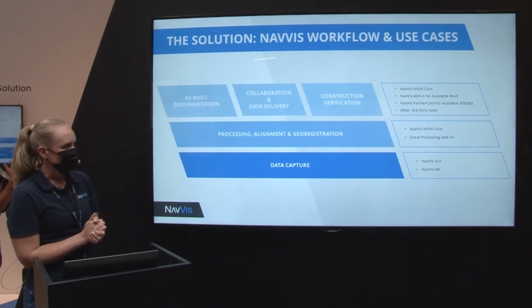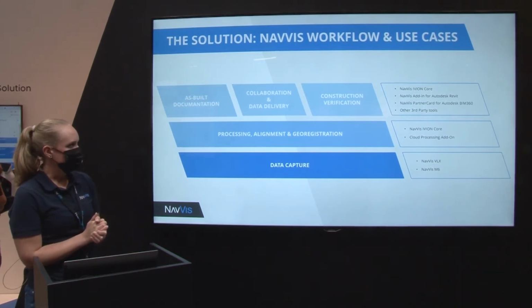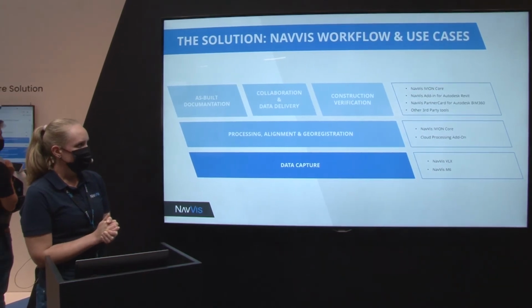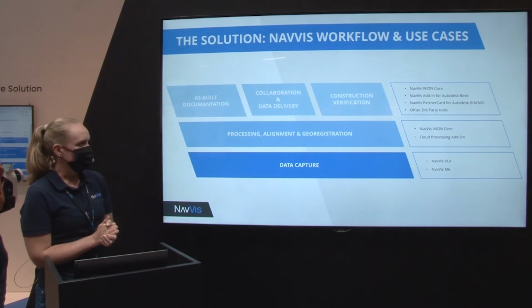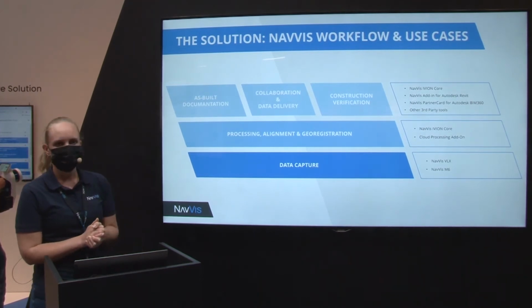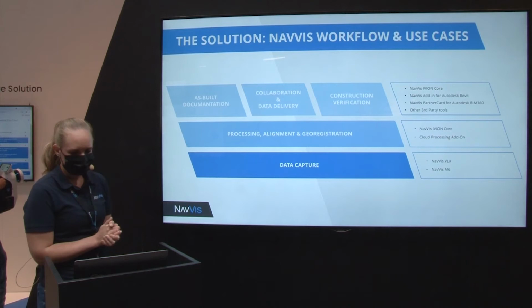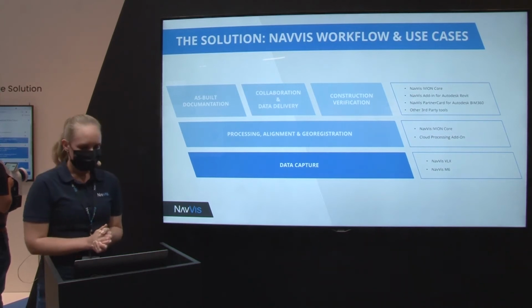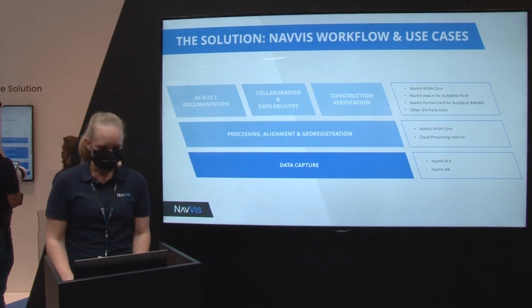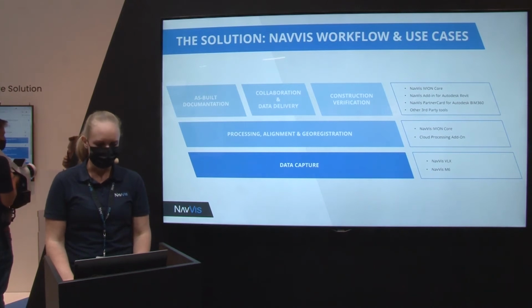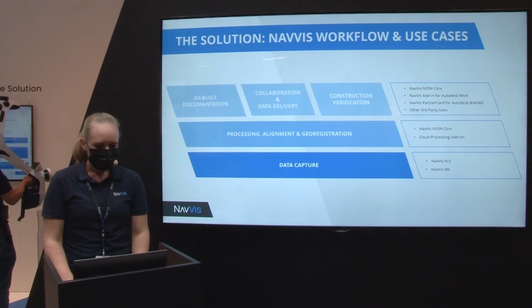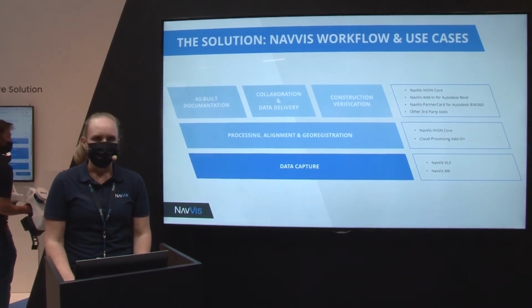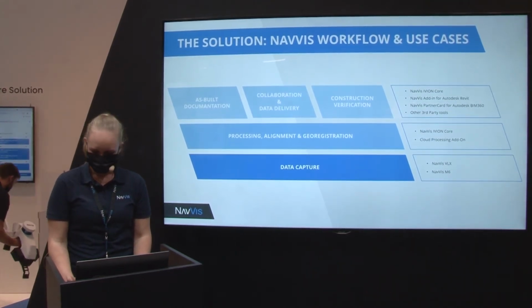The second use case we see is processing, alignment, and georegistration. And here we are then in the NavVis Ivion Core world and also use our cloud processing add-on. Some more details about these two a little later. Then we also have three deeper use cases I do not want to present today, but still I want to mention them: as-built documentation, collaboration and data delivery, and construction verification.